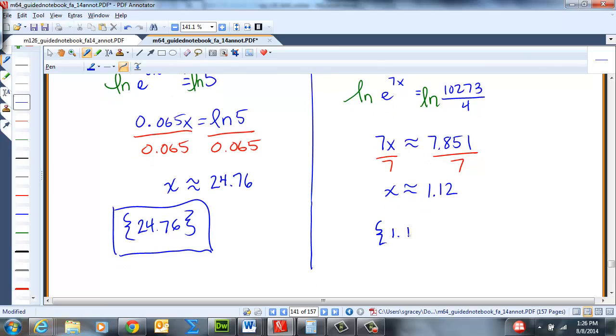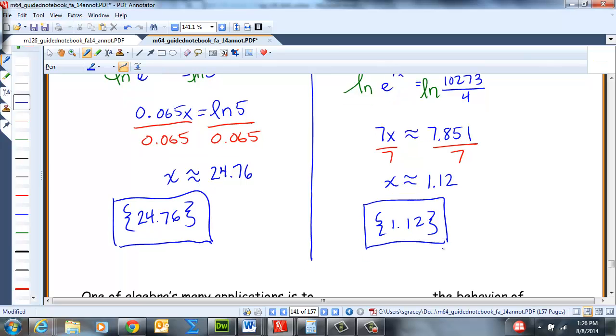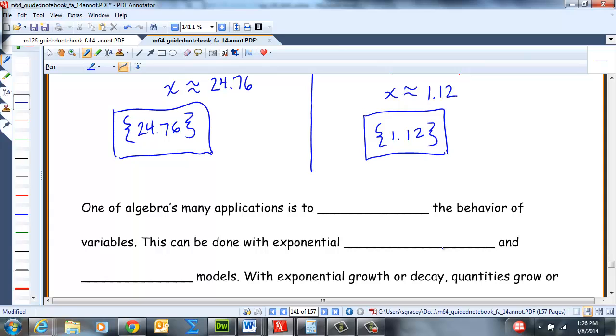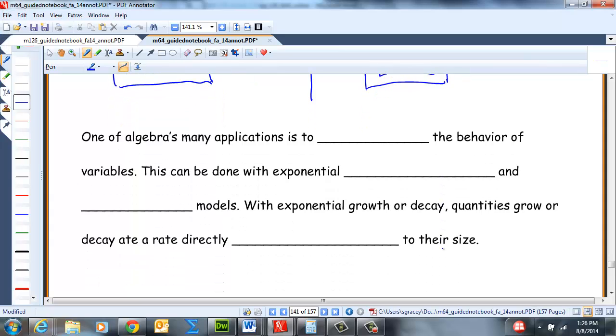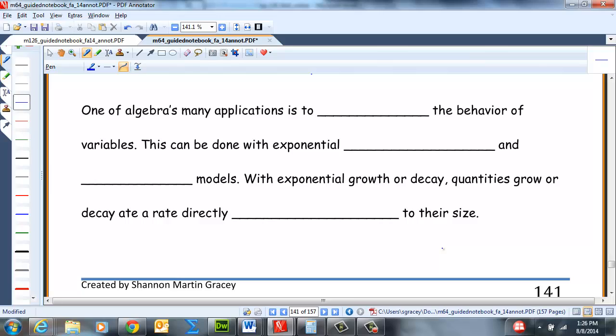How'd we do on solving the exponential equations? Perfect. Next up, we're going to talk about growth and decay models. One of algebra's many applications is to predict the behavior of variables. This can be done with exponential growth and decay models. With exponential growth or decay, quantities grow or decay at a rate directly proportional to their size.